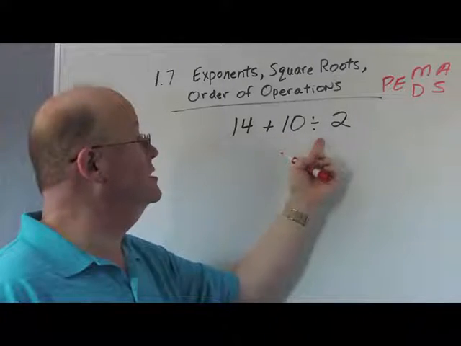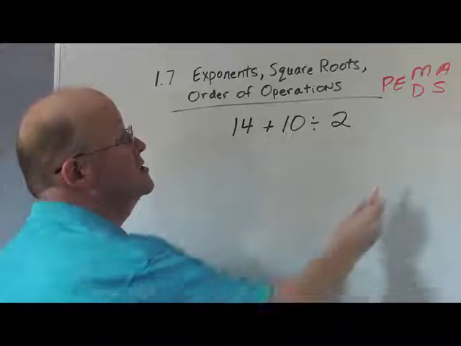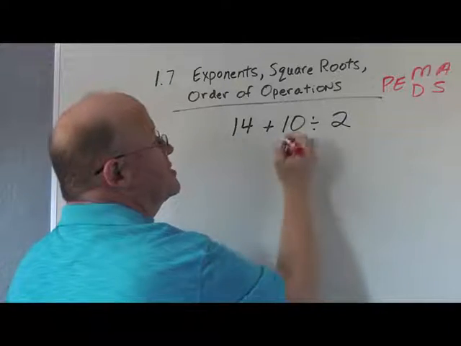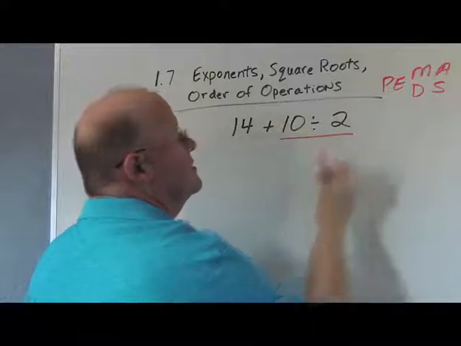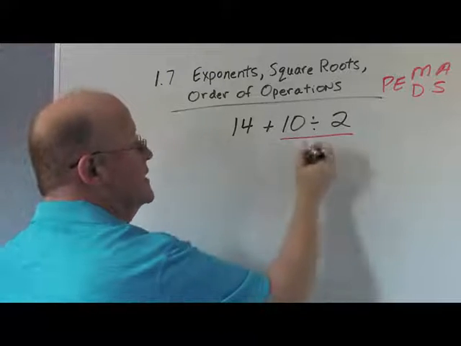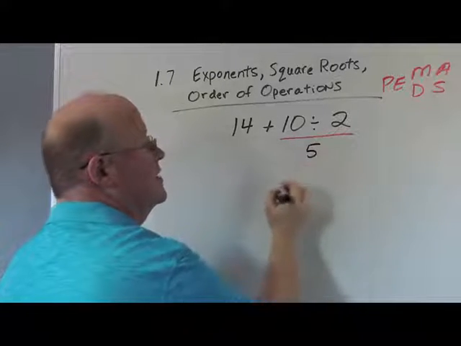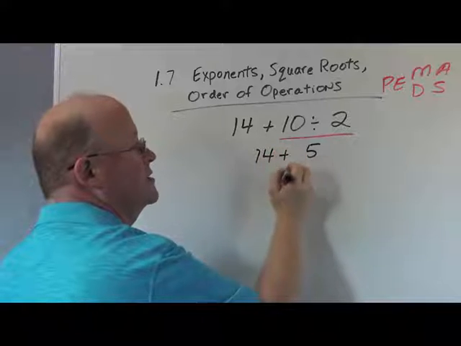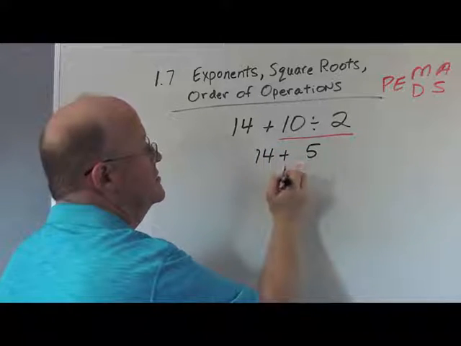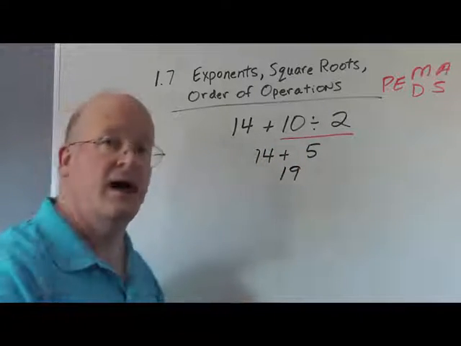Well, we see addition and division. Division comes before addition or subtraction, so we're going to do this 10 divided by 2 first. That's going to give us a quotient of 5. Then we have 14 plus 5, which we then perform to get 19 as the result.